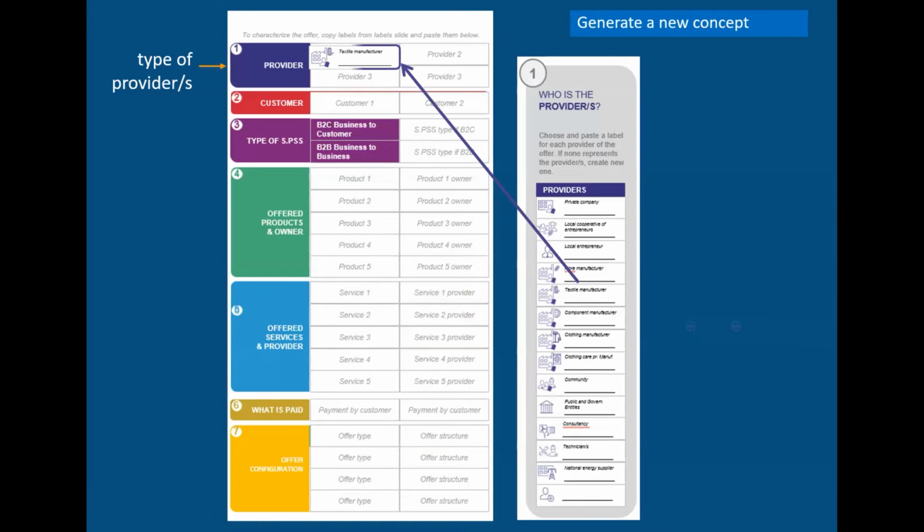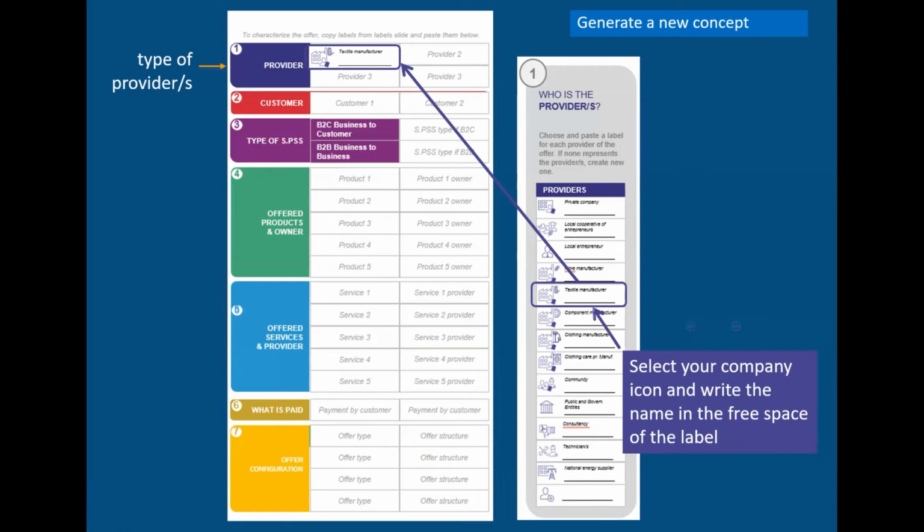But basically, what does it consist of? You have that tweet about the concept, and now you try to put details about the concept. We are talking about SPSS. So what you have to define is who is the provider, the main provider, who is the customer, which type of SPSS you are putting in place, which products and services are offered, and who is providing those products and services.